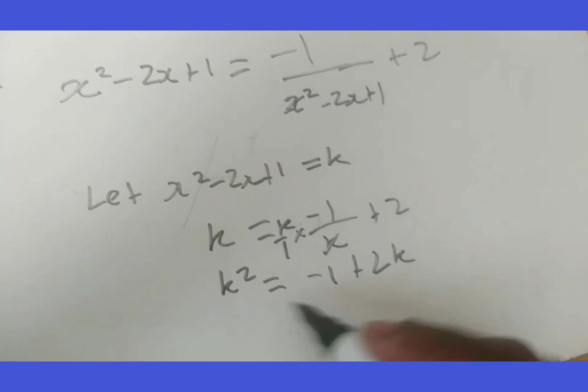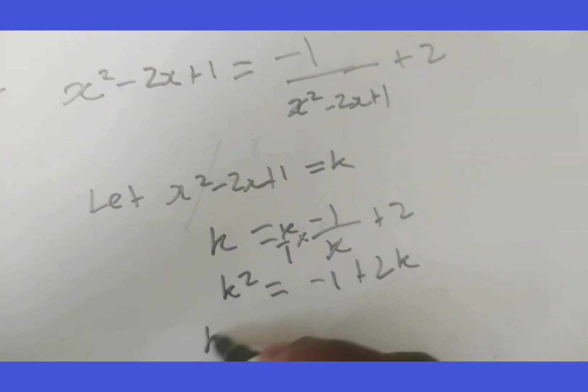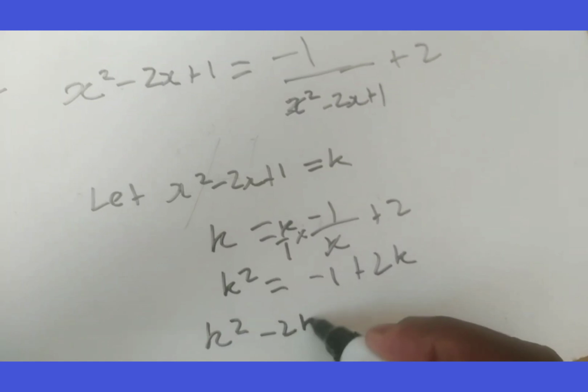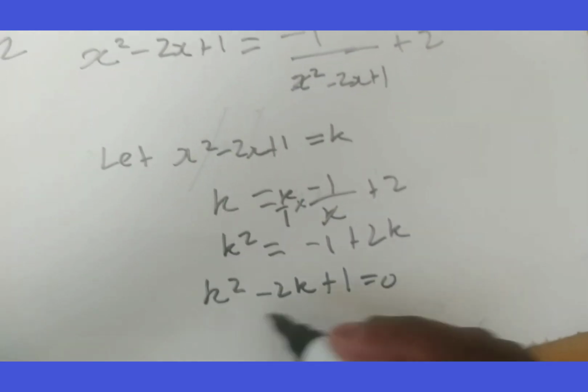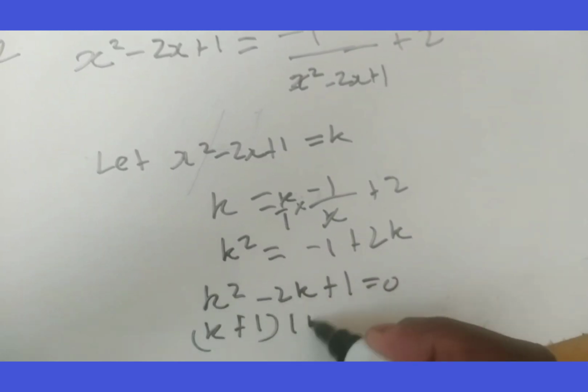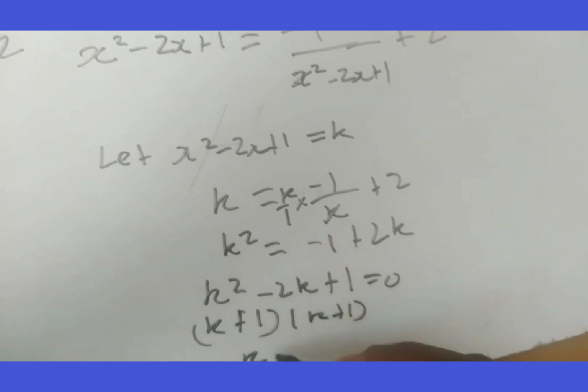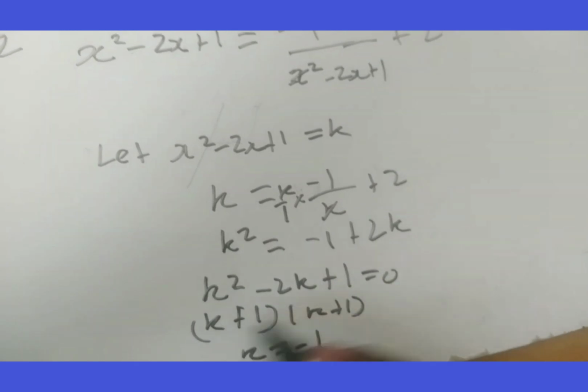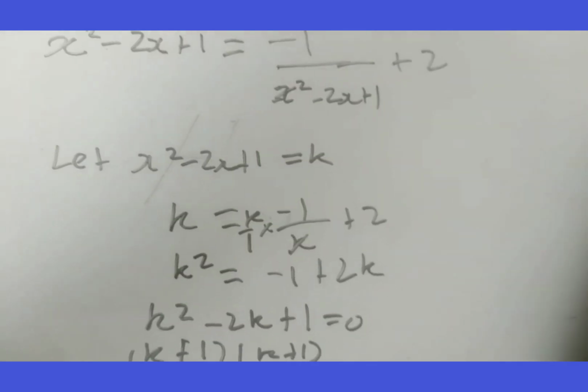And then this I also multiply by k. Then from here, it's a quadratic equation, so I can take everything to that side. So this becomes k squared plus 2k plus 1 equal to 0. So it means that (k plus 1)(k plus 1). So my k is equal to -1. It's the same answers.